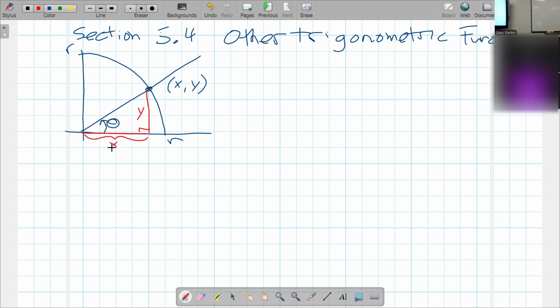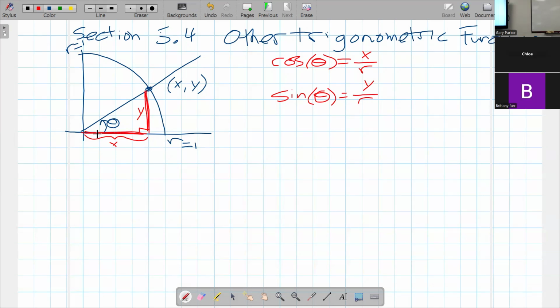And so far, we know that the cosine of that angle is defined to be the value of x divided by the radius. The sine of theta is defined to be the y value over the radius. And if from the unit circle, r is 1, it's just x and y. So if this were the unit circle and I change to r equals 1, then this distance right here is also the sine, and this distance right here is also the cosine.